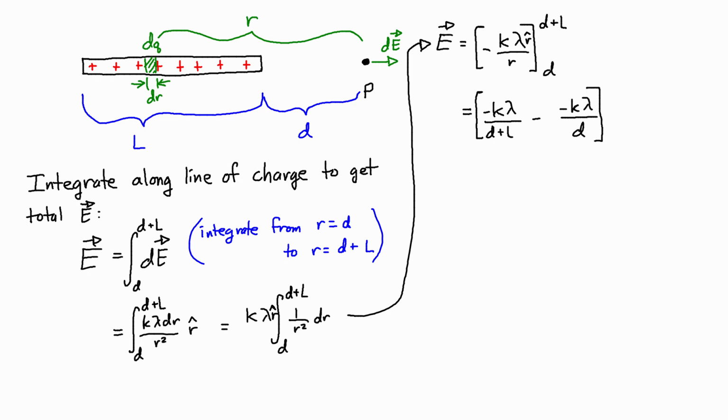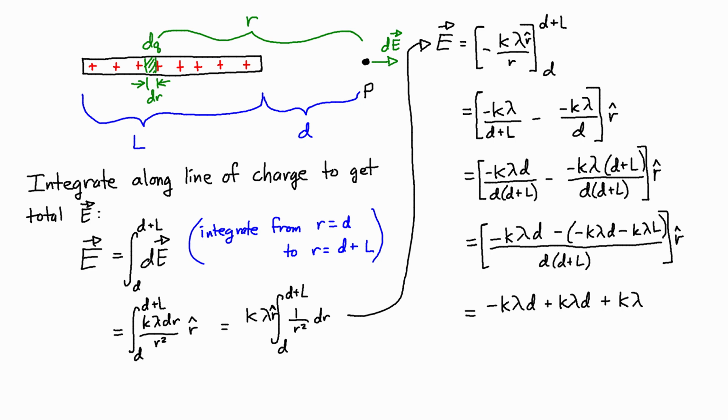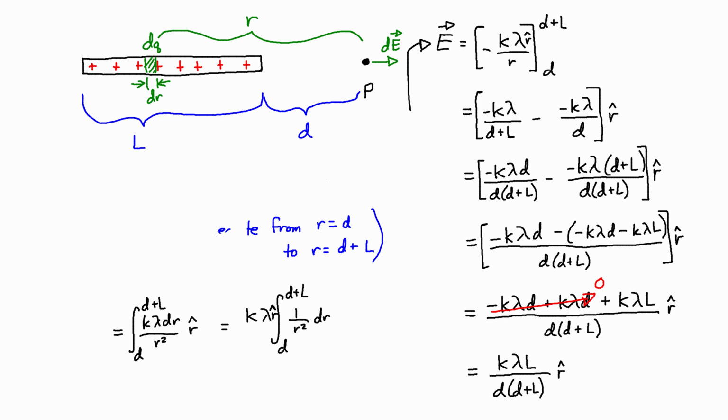And the r hat is constant, so I'm going to take it out just so I have a little less writing to do. I'll put that on the right-hand side. I have two different denominators, so I'm going to multiply the left one by d and the right one by d plus L so that I can express both of them in terms of d times d plus L so that I can add things up. And then you might notice that the first two terms in the numerator, negative k lambda d plus k lambda d, are the same thing, so they cancel each other out and go to 0, which leaves us only with k lambda L on the top, and we still have d times d plus L on the bottom.